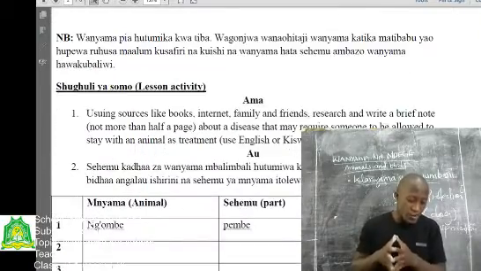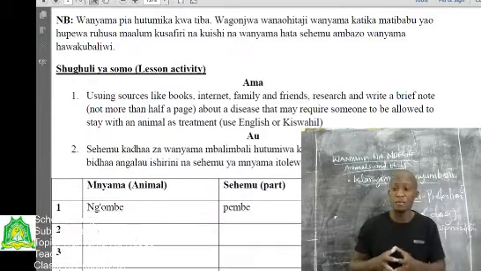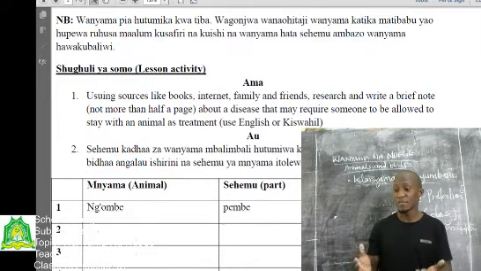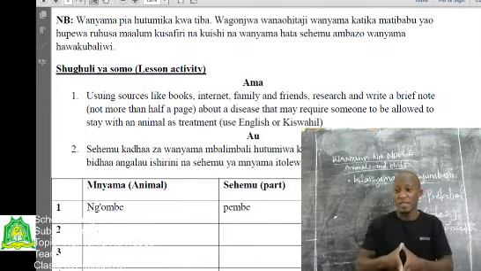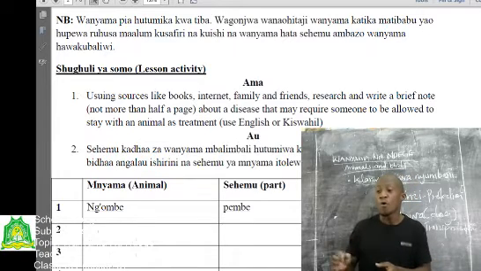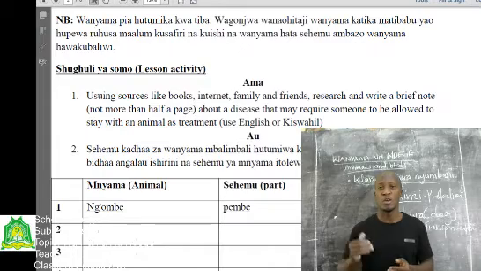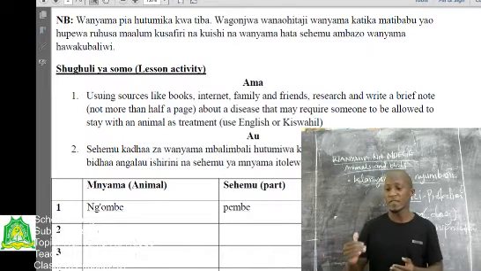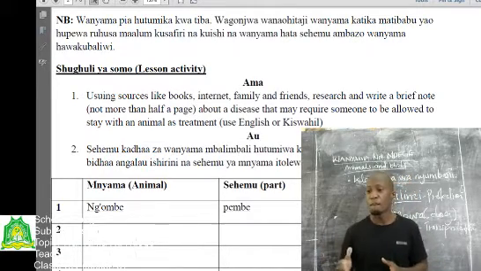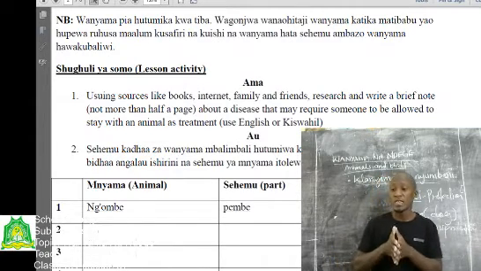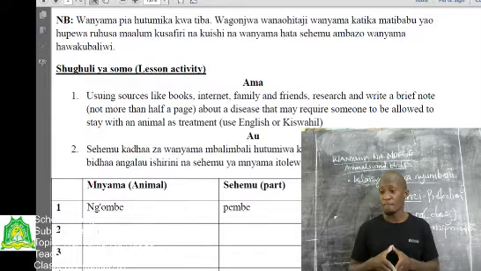Wagonjwa wanaohitaji wanyama katika matibabu. Those people who are sick and they need treatment from these animals, hupewa ruhusa, they are given permission. They are given permission by the government. The government gives them permission to use these animals.